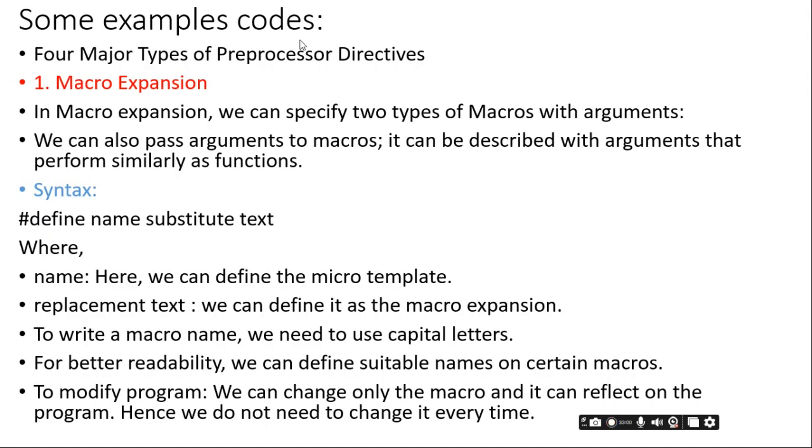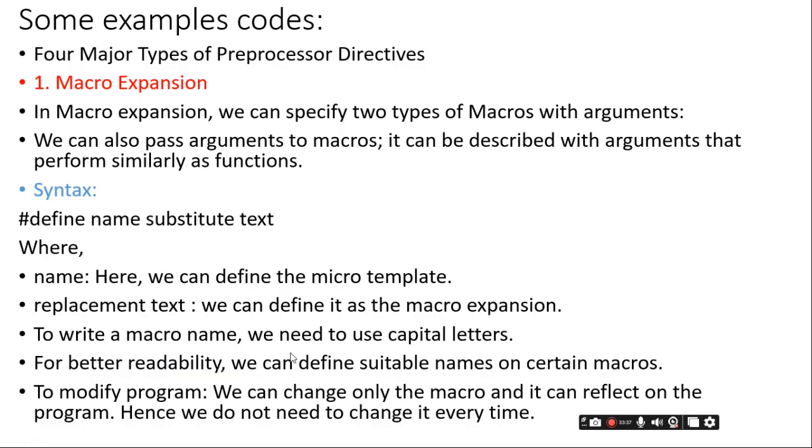Some example codes in all four major types of preprocessor directives. One is macro expansion. In macro expansion, we can specify two types of macros, with arguments and without arguments. We can also pass arguments to macros, which perform similarly to functions. Its syntax: #define name substitute text, where name is the macro template and the replacement text is the macro expansion.